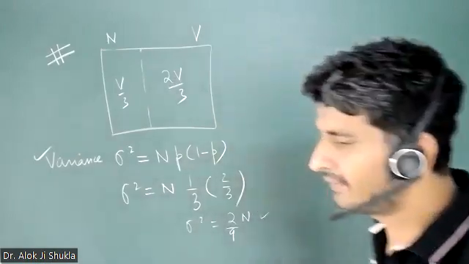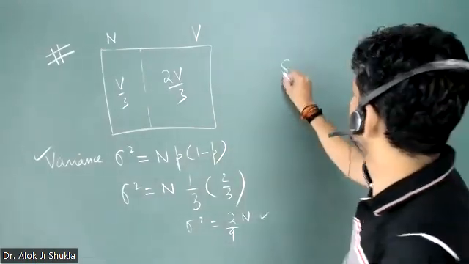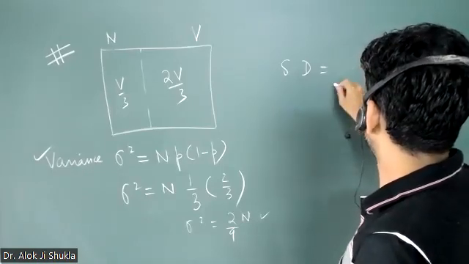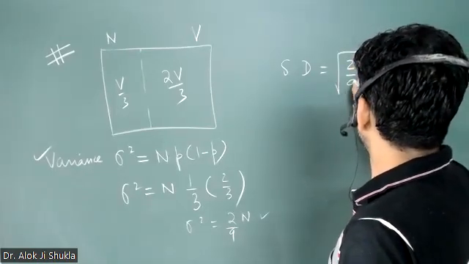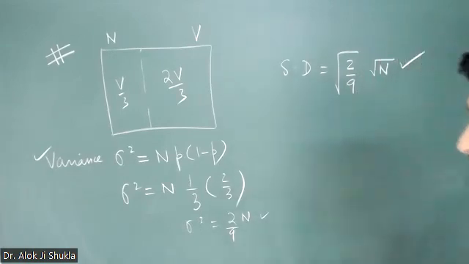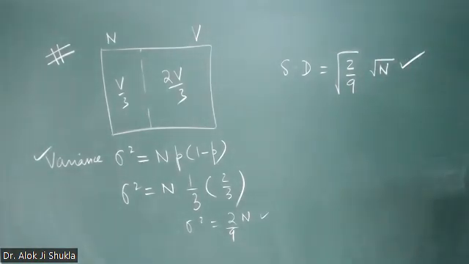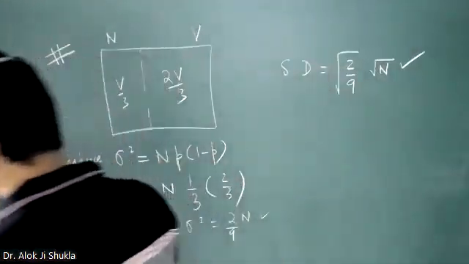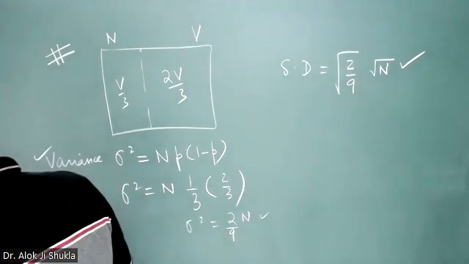And what is the standard deviation? Root over 2n by 9, that is root 2 by 3 into root n. Okay. So many times you will see this root n for standard deviation. बहुत सारे expressions में you will find it. Okay.